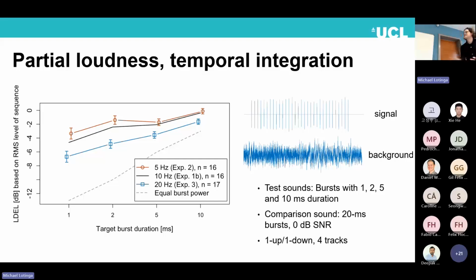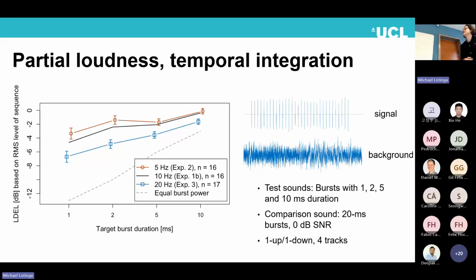And the participants were asked just to adjust the loudness of the sequence of bursts to a reference sequence of bursts. The reference consisted of 20 millisecond long bursts and the targets of shorter bursts, 1, 2, 5, or 10 milliseconds. And by calculating the level difference for equal loudness between the short durations and the long durations, we can infer how quickly partial loudness builds up.